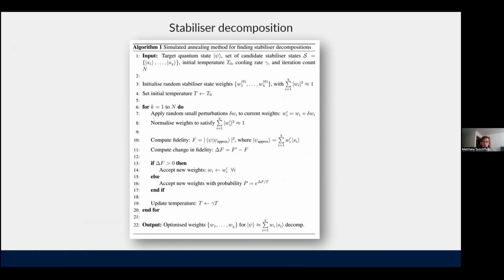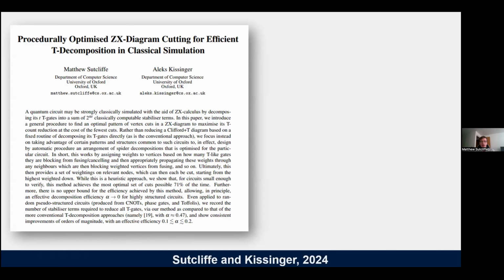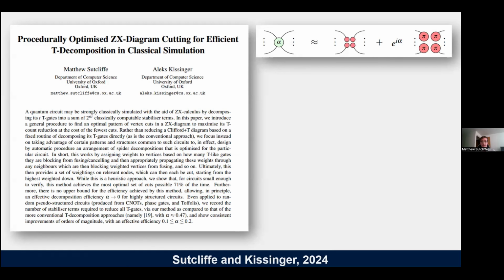So last year Alex and I had this paper out at QPL, where we turned this on its head a bit. And instead of trying to find new decompositions of lower alpha, we just take perhaps the most simple decomposition, the cutting decomposition, which if you apply this to a T-spider would have an alpha of 1, which is terrible.